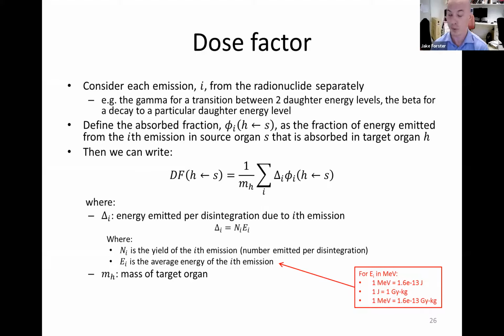So then we just need to divide by the mass of the target organ H, and we get the dose to the organ H per disintegration in source organ S, after we sum over all of those emissions. So this equation can look a bit complicated, but if you stare at it long enough, it should make sense. The energy emitted per disintegration due to the ith emission is simply the product of the yield, so the number of emissions per disintegration, and the average energy of the ith emission.